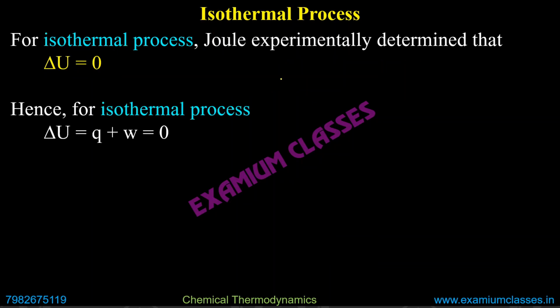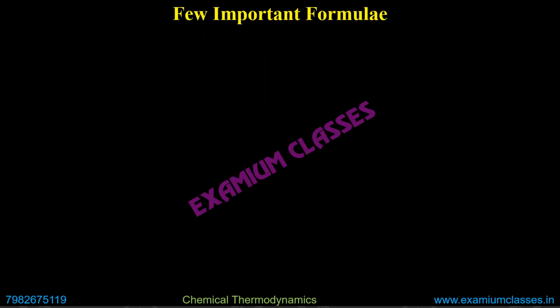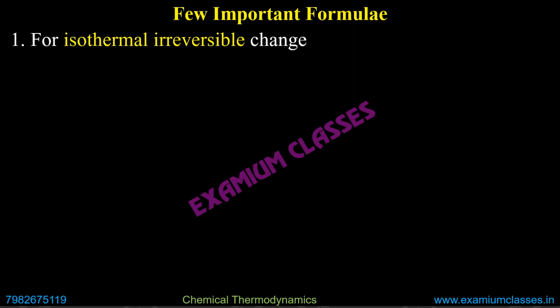Hence for isothermal process, the first law of thermodynamics gives us Q plus W will be zero. If Q plus W is zero, Q will be equal to minus W. So whatever formula you have for work, you can apply for heat in case of isothermal process only. Remember, these formulas will be applicable only for isothermal processes. Whatever is written here, few important formulas I am talking about.